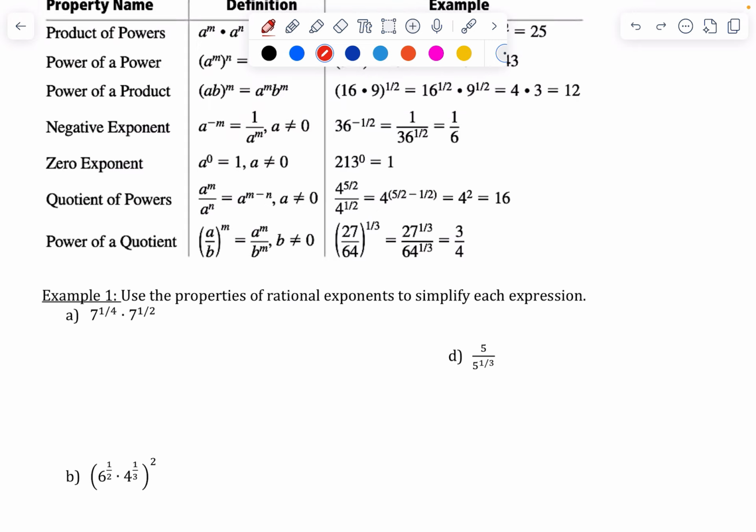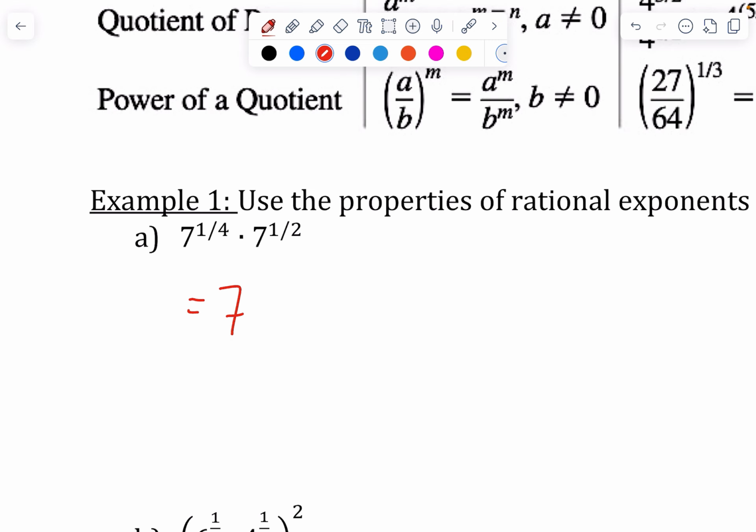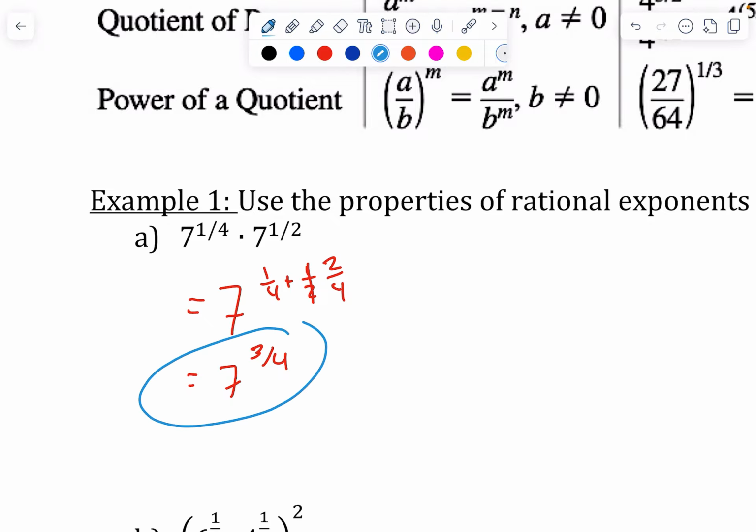So for this first one, we're going to add because the bases are the same. So 1/4 plus 1/2. We need to get common denominators, so that's going to be 2/4 instead. So 7 to the 3/4 power is your final answer. We won't write it in radical form, but just to review, it would be the 4th root of 7 cubed.